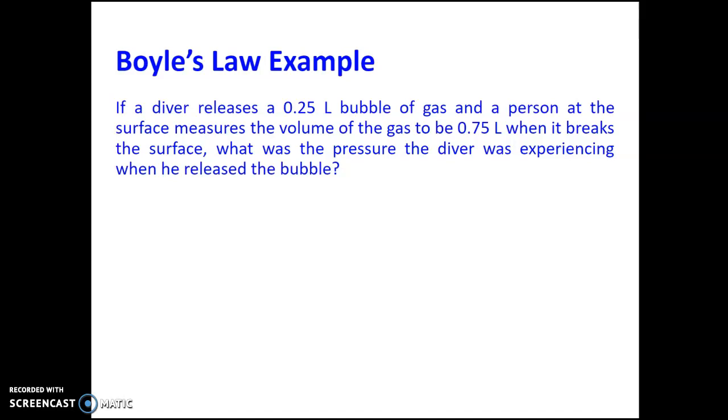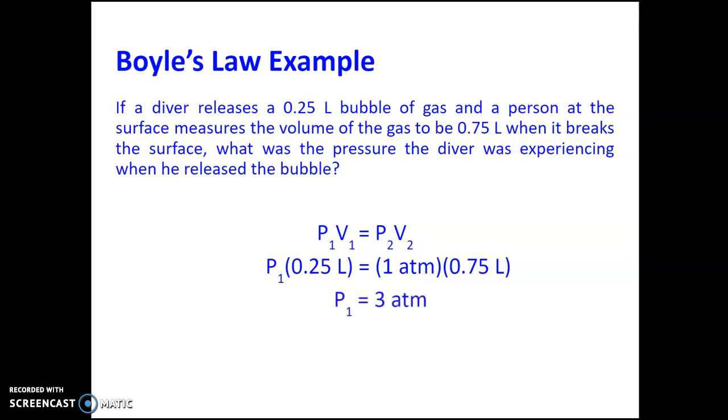So at first glance, it kind of looks like we don't have enough information because we have a volume 1, a volume 2, but we don't have any pressures. And so what we need to do is just assume that the pressure at the top of the water is atmospheric sea level pressure. So we're just going to assume it's 1 atmosphere. Once we have that, we have 3 out of our 4 variables, and so we can solve for that 4th variable. So here, plugging in volumes and 1 atmosphere for the pressure, and I'll divide both sides by 0.25, which gives me 3 atmospheres.